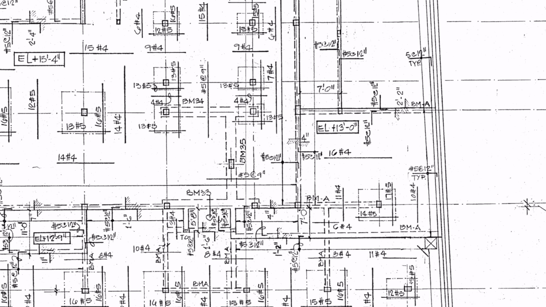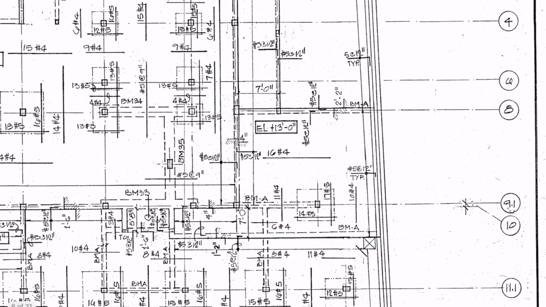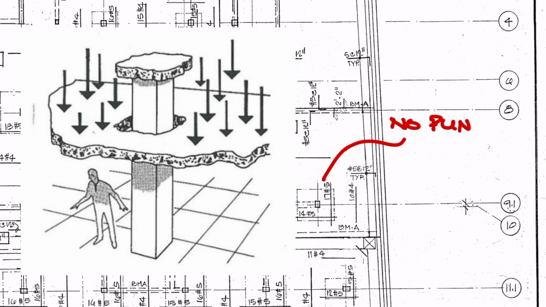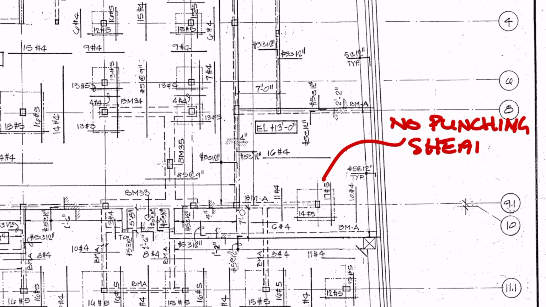One other thing which I noticed about the slab reinforcement is that they haven't provided any shear links to resist against punching shear failure. Now, just because they haven't provided punching shear links doesn't mean that the design is wrong. It's just something to note.